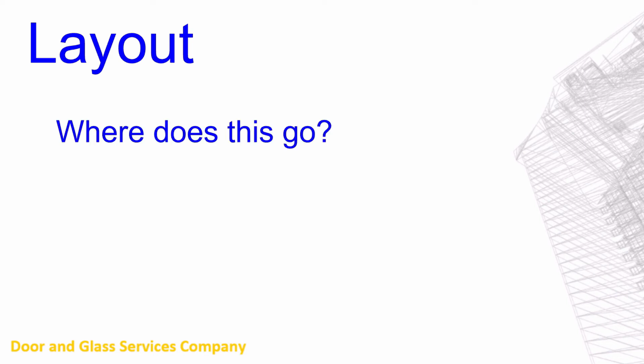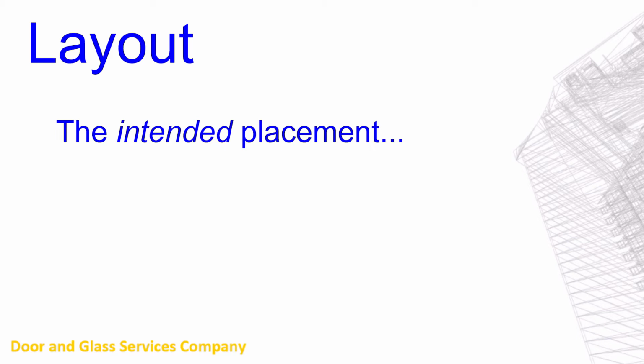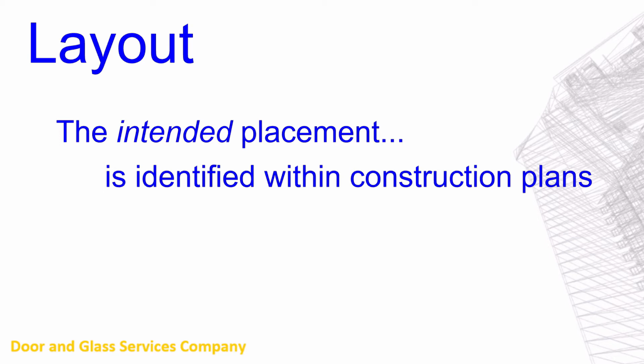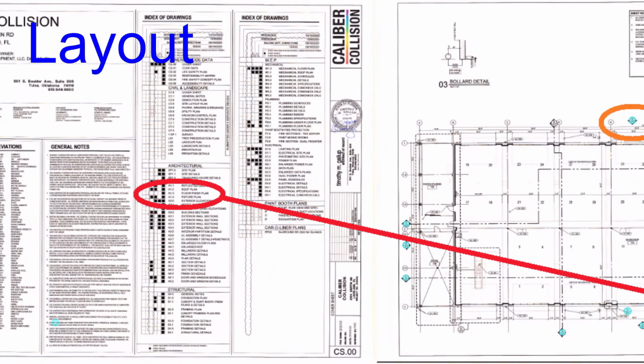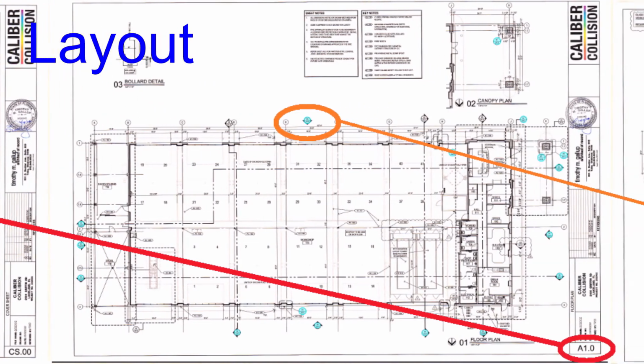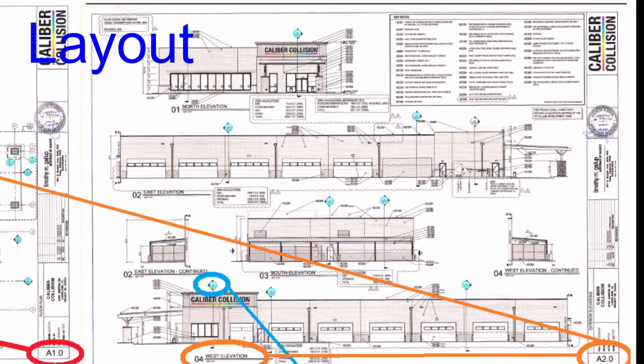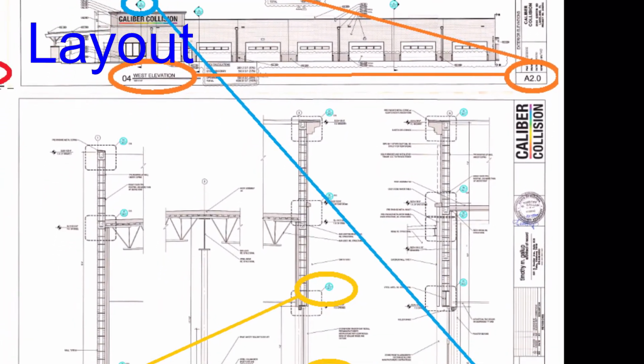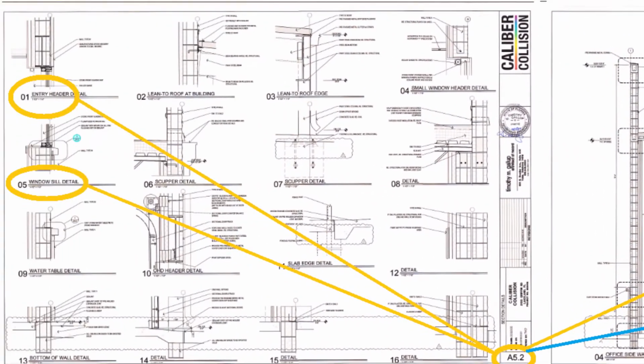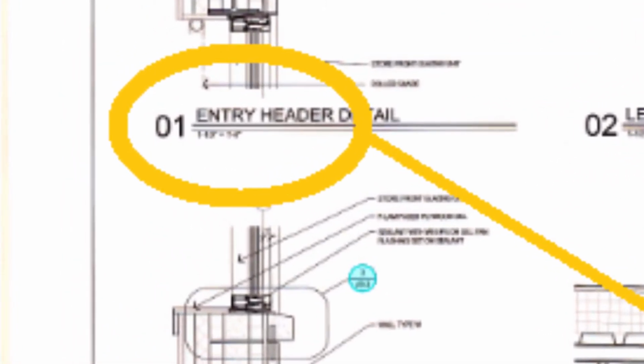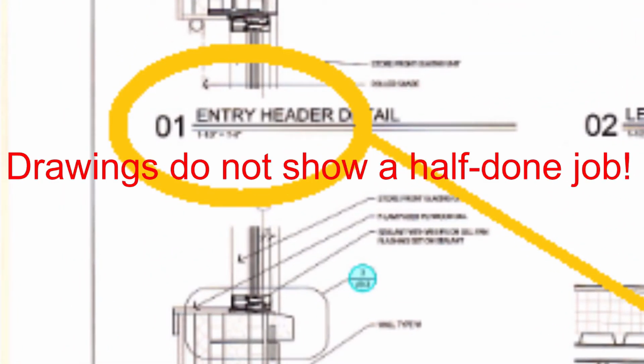Layout is the process of determining the location of objects in consideration of their intended placement. The intended placement of objects is described by the architect using construction plans. Construction plans describe the completed work, including all objects and materials which are present in the finished state. This means that throughout the process of construction, layout must be performed in consideration of the intended completed project.